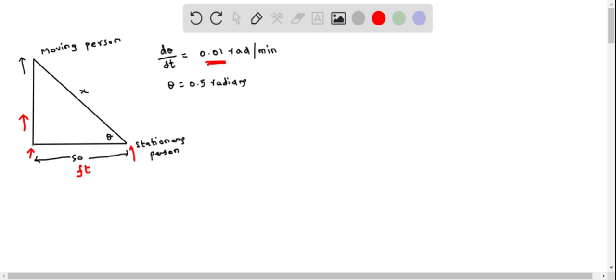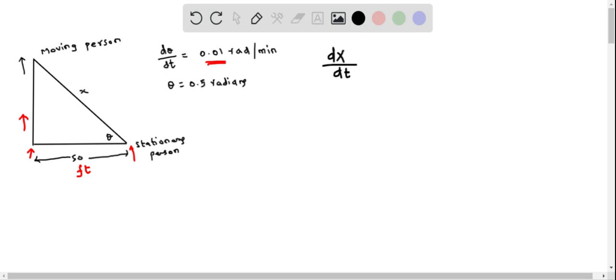So in such a case, we have to determine what is the rate of change of distance between these two persons. So basically we have to find dx by dt using the given information. We are also given that at that point the value of angle theta equals 0.5 radians. So let's start doing this.